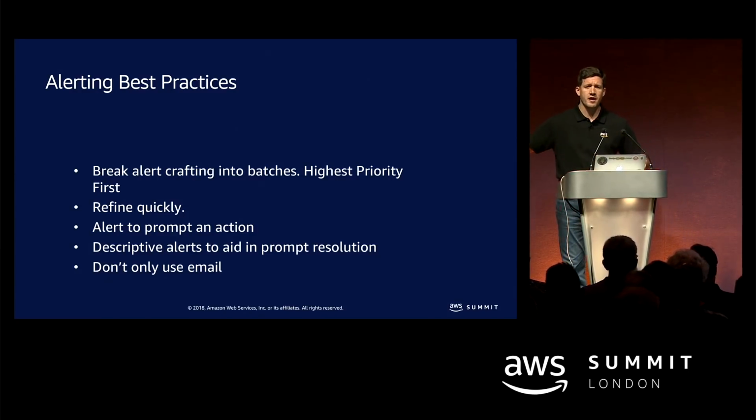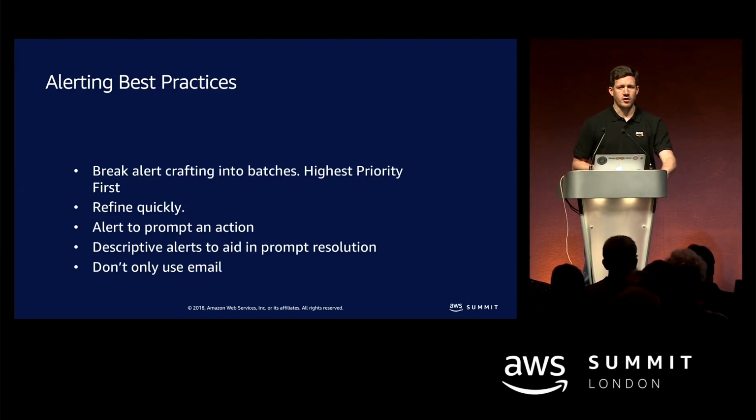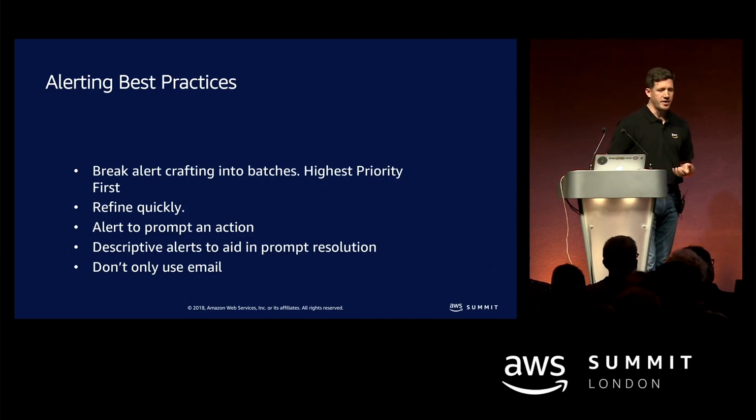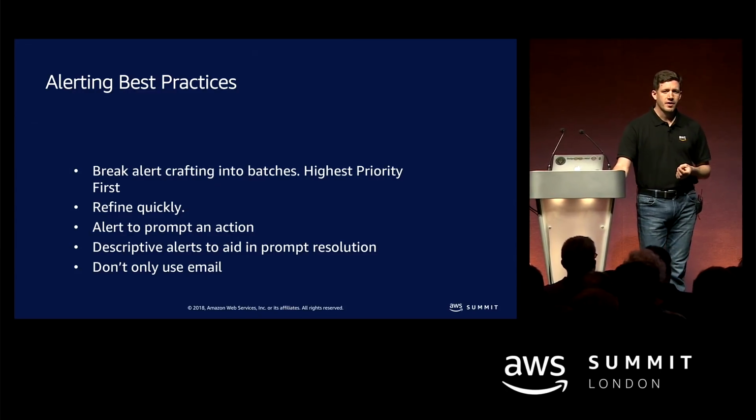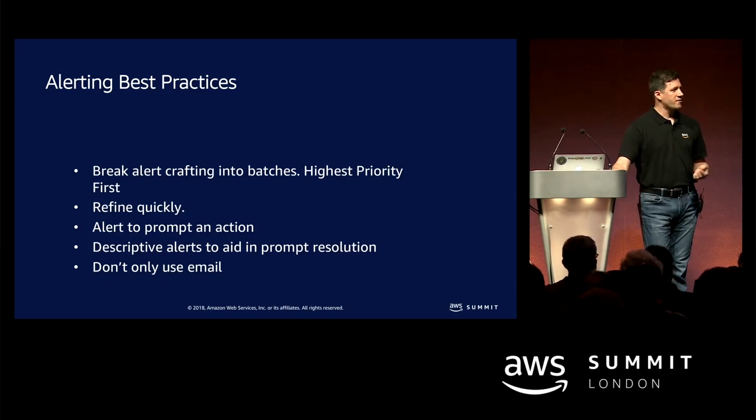As your system scales, we need to stay on track, make sure that monitoring is continuing to serve us. Always, always alert to prompt an action. Use descriptive alerts. Keep in mind, people are going to be reading these things. Has anybody gotten a page in the middle of the night that said something simple like system down, and you didn't know what the impact was to your customer? You didn't know what system it was.